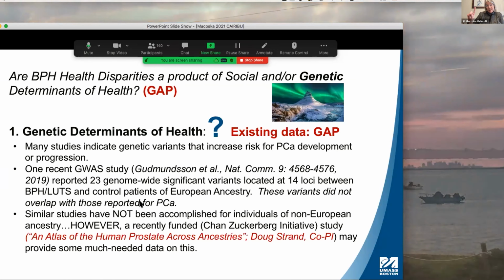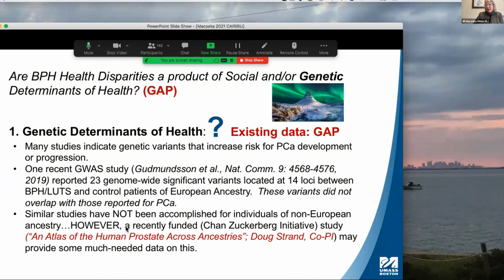There is, I want to say though, some light at the end of the tunnel here, because a recently funded Chan Zuckerberg Initiative study, an atlas of the human prostate across ancestries, and Doug Strand, who's probably here somewhere, is a co-PI of this, might provide some much needed data on this. And so we might actually be able to get a handle on whether these genetic variants are the same or different between populations and whether they contribute to BPH-LUX development or progression.